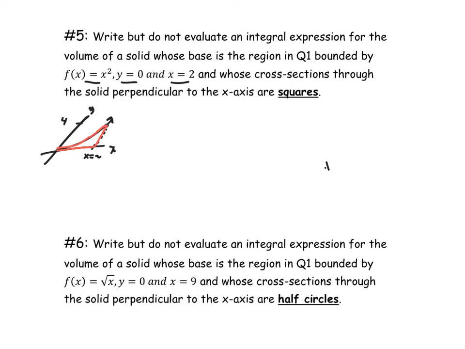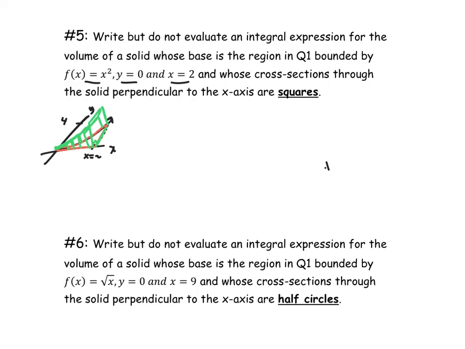Okay, so it says the cross sections through the solid are perpendicular to the x-axis and they are squares. So let's see what that solid would look like. They're perpendicular to the x-axis right there, and they're squares. So we're going to see this solid show up, and it's going to kind of look like an accordion-style shape, right? It's a bunch of squares that increase in size as x increases from 0 to 2.